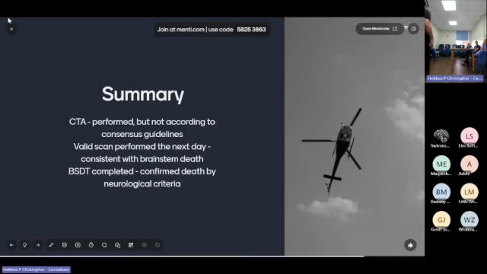The patient did have a valid scan performed the next day, which was consistent with brainstem death. And there's a specific phrase in the report that has to be there to support the testing. So brainstem death testing was completed, and the patient was confirmed dead by neurological criteria. And this was under the old guidance. So you'd normally use the time of the first set of tests because this was before the change, but actually this patient didn't. The patient needs ancillary testing.